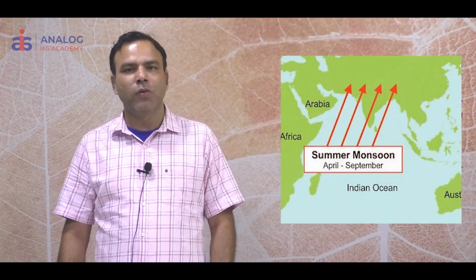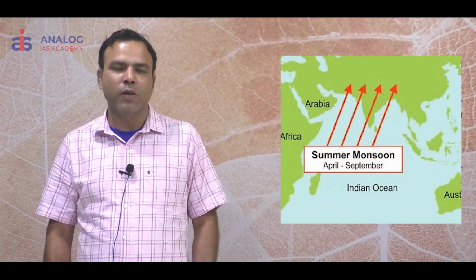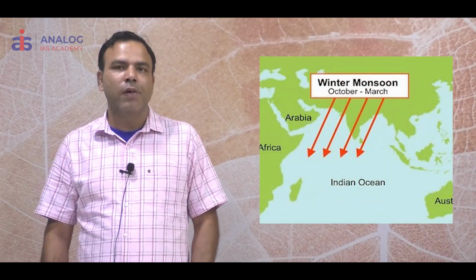There are two types of monsoon. The summer monsoon we call the southwest monsoon, and the winter monsoon we call the northeast monsoon. There are different theories that can explain the onshore southwest monsoon in the summer season, which causes rains in India, and the offshore northeast monsoon in the winters, which makes India dry.